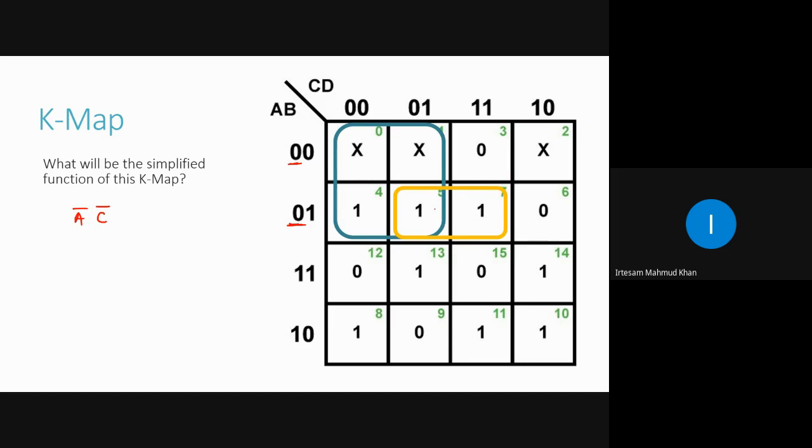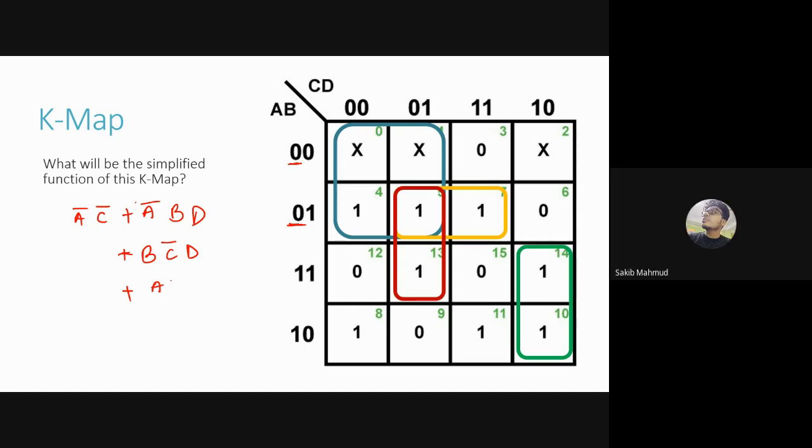Then for this one, which of the three variables will be constant? A, B, and D. A is actually zero, so A bar, B and D are actually one, so A bar B D. Similarly, for this one, B and C and D, so C bar and D. Then we move on to this one. A and B change, so B will not be included. So C and D bar.